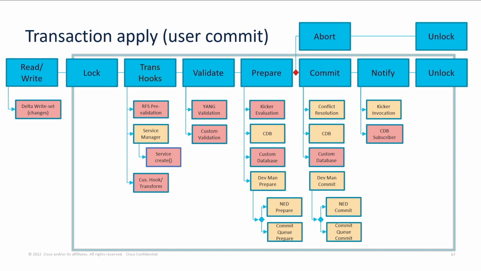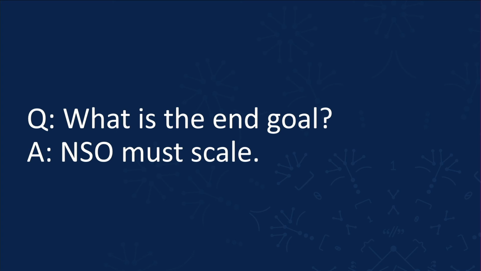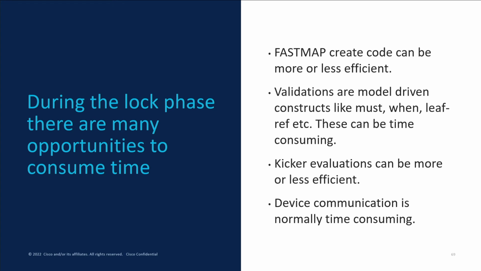That can obviously be in service code, but much of it is also in YANG: must expressions, when expressions, all these types of validated parts, and in kickers, because of the XPath expressions. And all this makes it very hard to control the critical section. We do optimizations of all this all the time, but it's always for a specific use case, and for other use cases it doesn't matter.